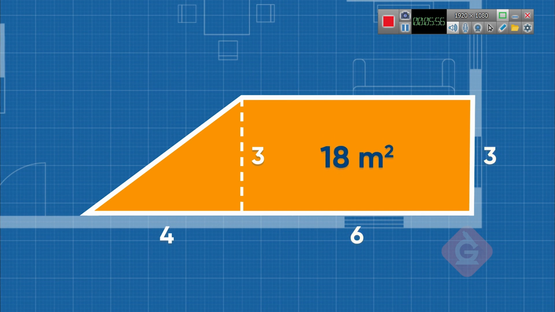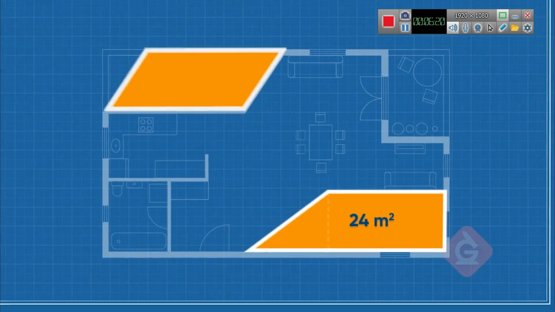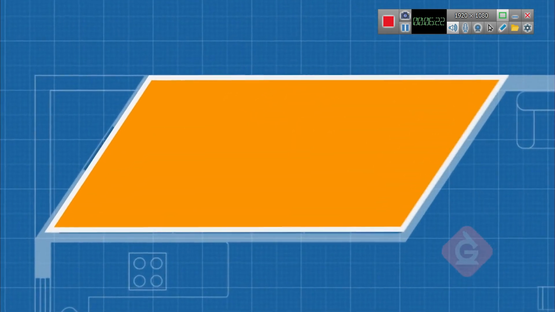Now I'll find the area of the triangle. I see its base is 4 meters and its height is 3 meters. 4 times 3 is 12, then half of that is 6. So the area of this triangle is 6 square meters. Good job. Now let's add the areas of the rectangle and the triangle to find the area of the entire trapezoid. 6 plus 18 equals 24 square meters. Exactly. Now let's find the area of the parallelogram room.